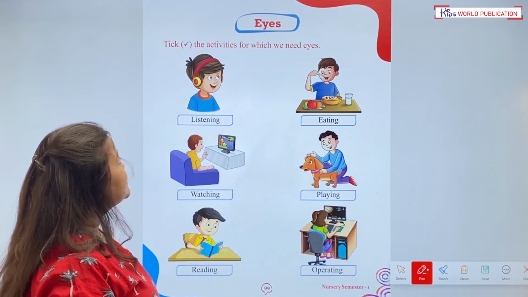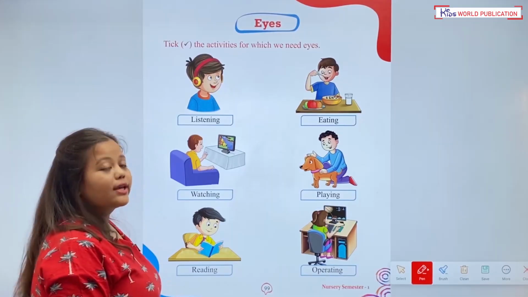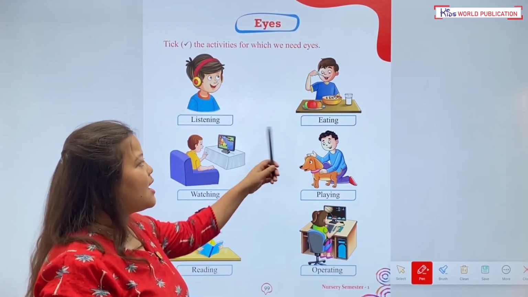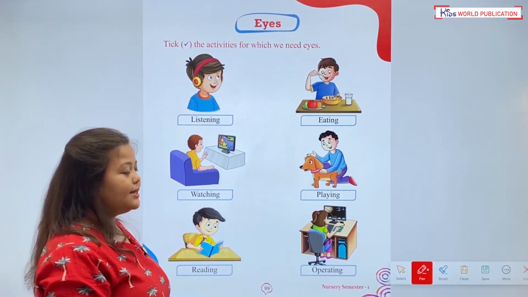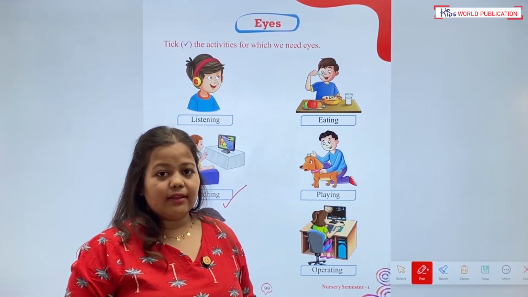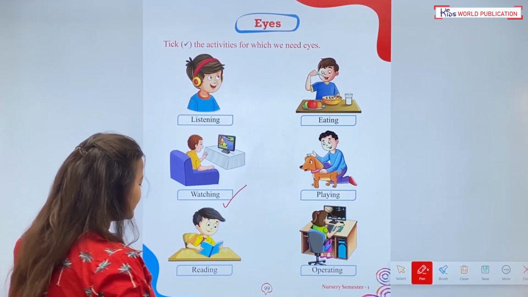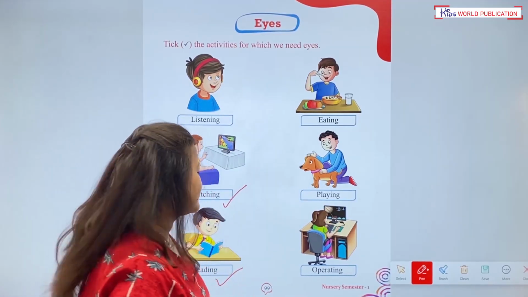Eyes. Tick the activities for which we need eyes. So kids, do we need eyes to listening? No. Do we need eyes to eating? No. Do we need eyes to watching? Yes. Do we need eyes to playing? No. Do we need eyes reading? Yes. Do we need eyes to operating? Yes.